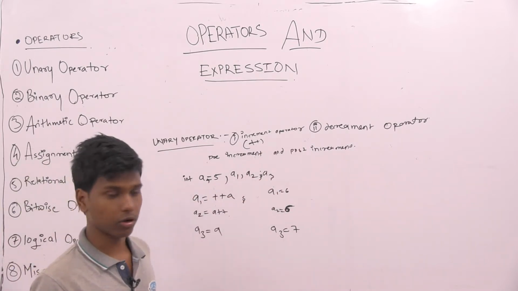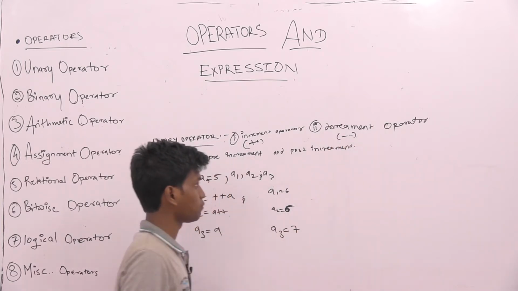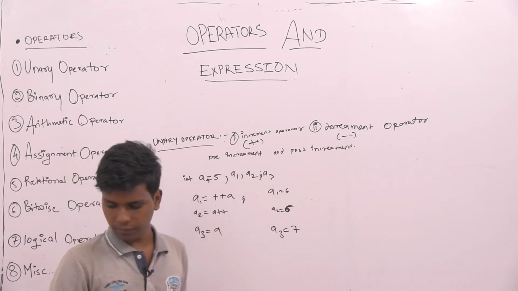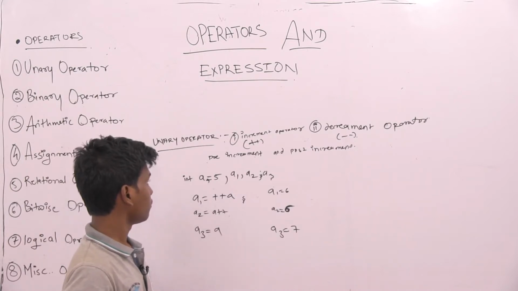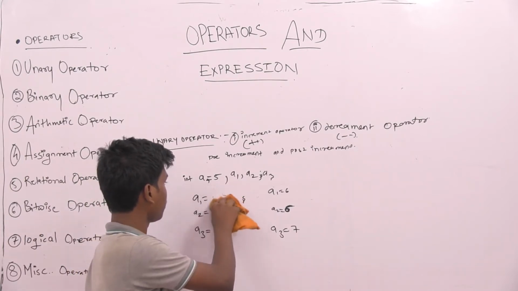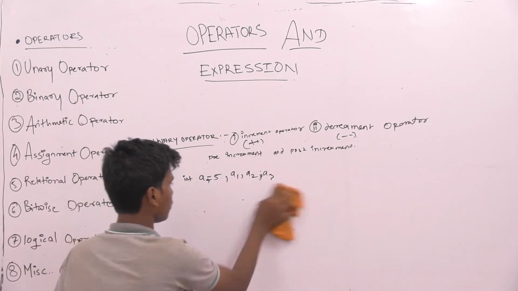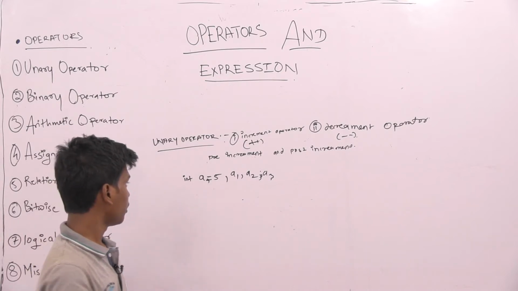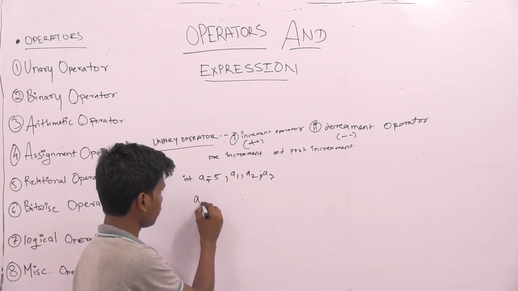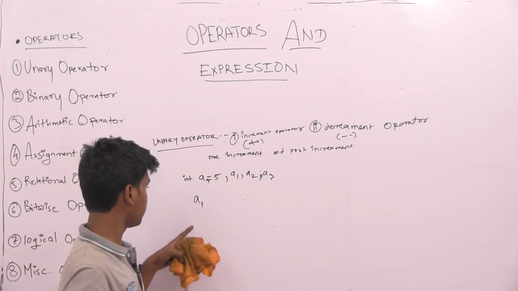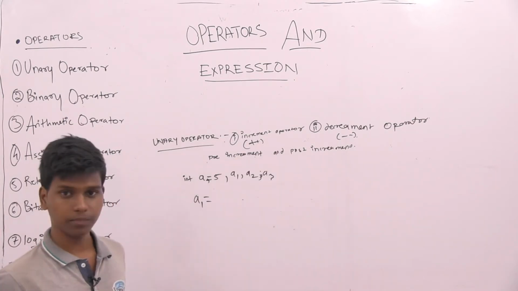Similarly, the decrement operator is represented by minus minus. Then similarly we can do it here. Let's run our program. Here let's take a variable a1 and put it pre-increment, sorry.